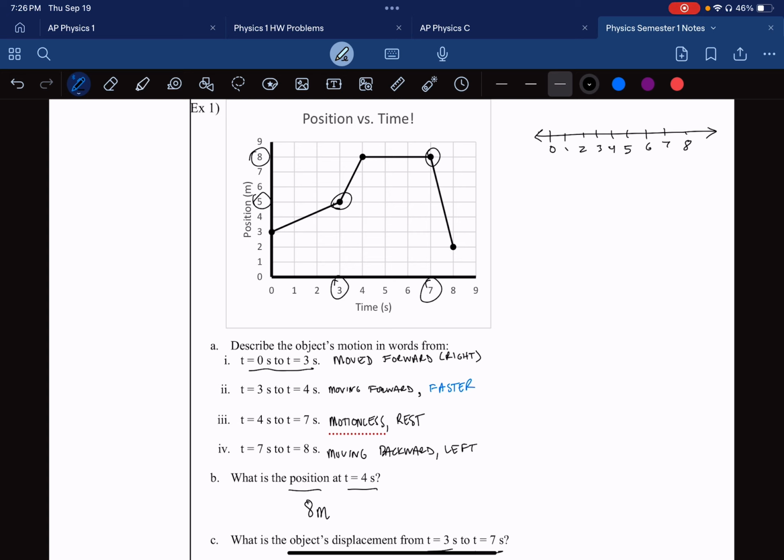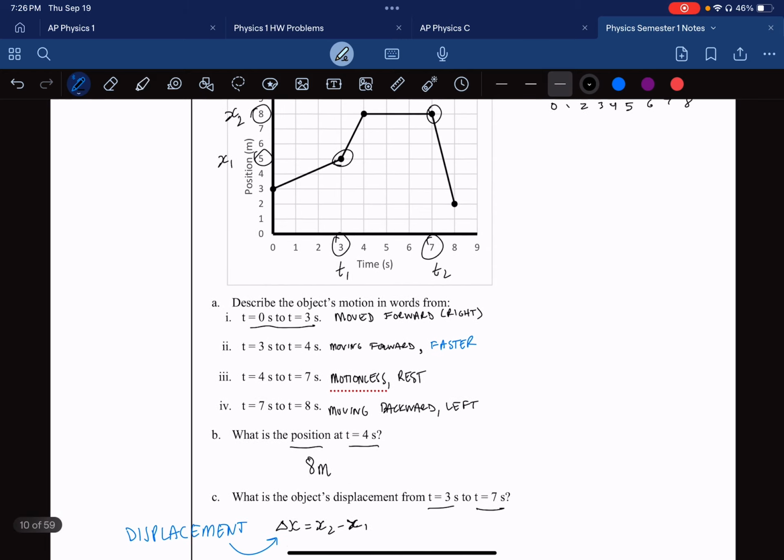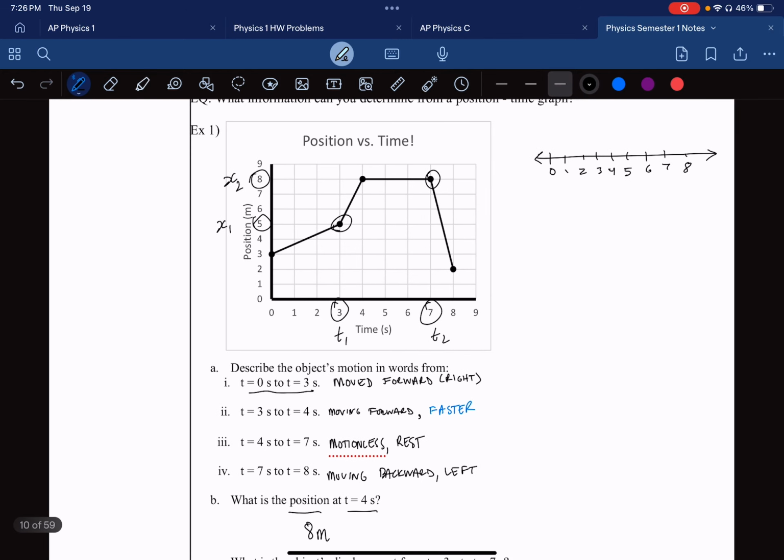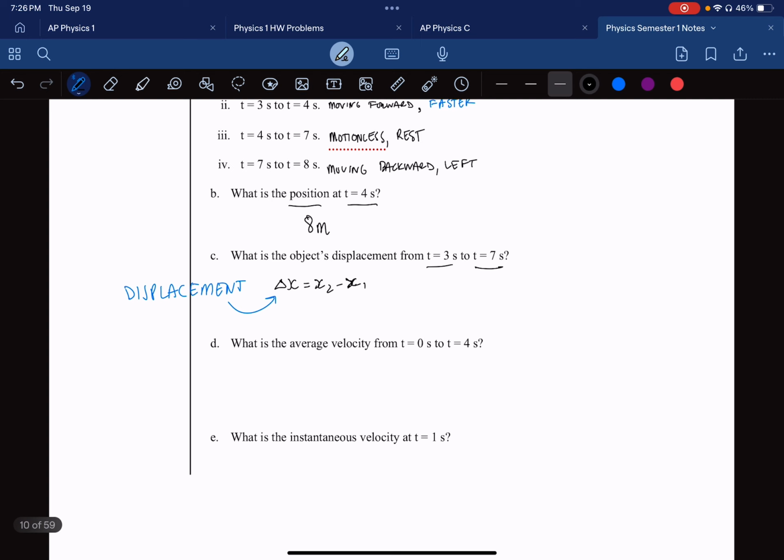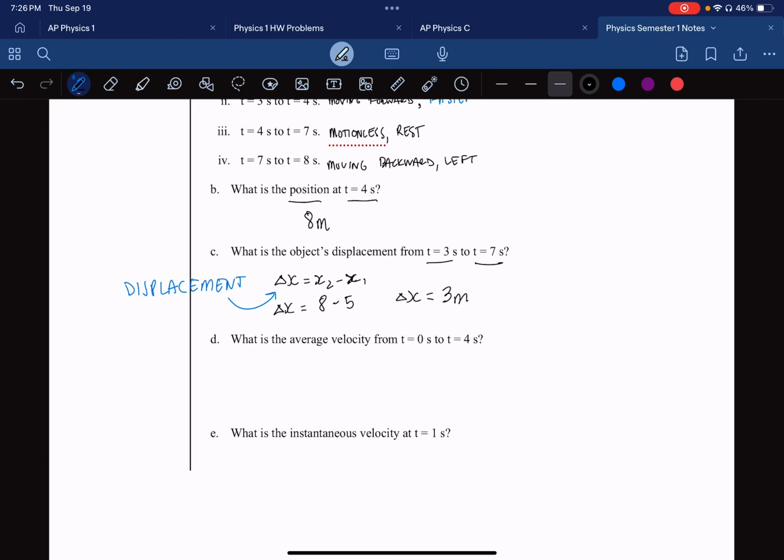Okay, so this is T1 and this is T2. This would be X2 and this would be X1. And so now we know our X1 and X2. So it's going to be 8 minus 5. We'll keep showing our work. We'll substitute, go step by step. And I need to move over here to have some space. 8 minus 5 will give you 3 meters of displacement.